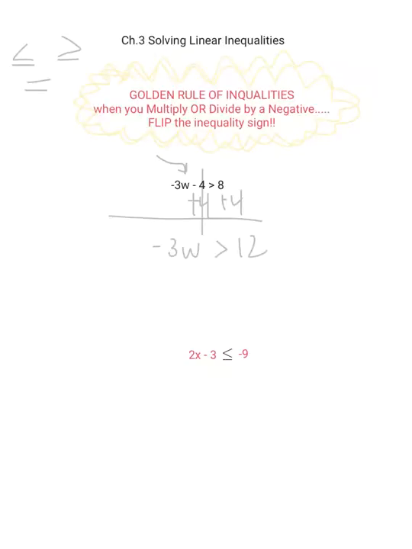Now here, I'm at my very last step. In order to finish this, I'm going to divide by negative 3. Ding, ding, ding, ding. Because I divided by a negative, this greater than is now going to become a less than sign. I divide the left by negative 3. I divide the right by negative 3. 12 divided by negative 3 is negative 4. So my answer is w is less than negative 4.